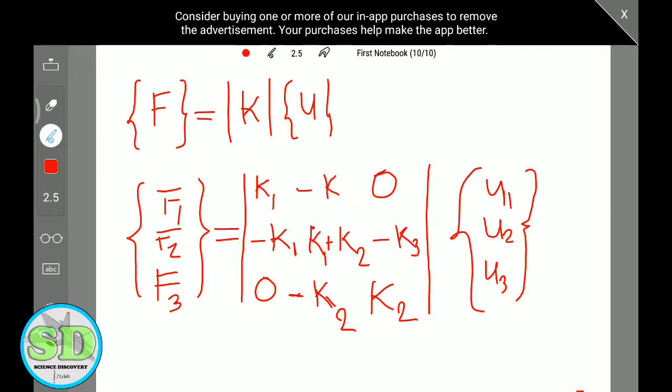So this we can define as the stiffness of the structure, or the system of the structure. K here is the matrix form, the spring constant of the system, made from K1, K2, for our system with three forces.